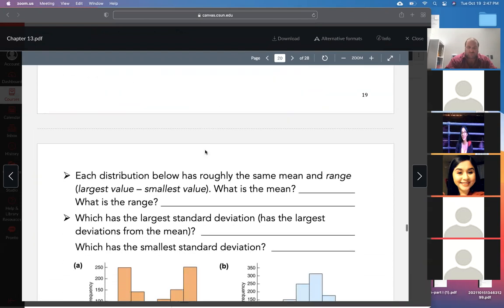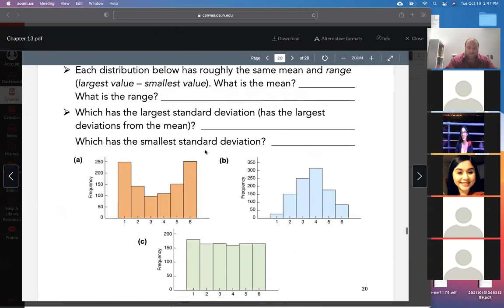Okay, so now just looking at these three, A, B, and C. Each one has roughly the same mean and range. The mean is roughly right in the middle. The range is 6 minus 1 is 5. It means about 3.5, give or take. Which of those three has the largest standard deviation? Which one has the smallest? And give me a why as well. So don't just say the answer.